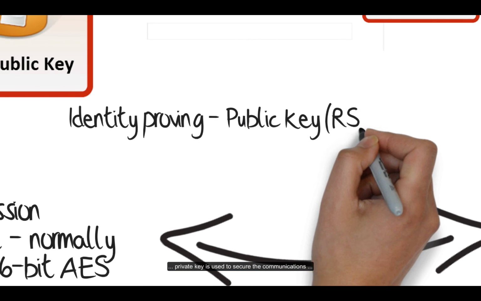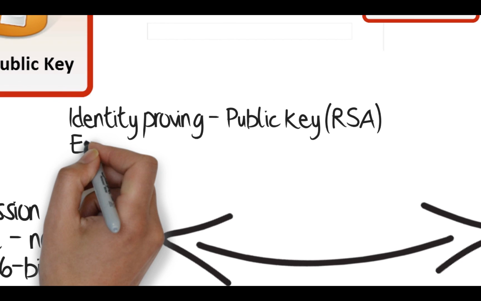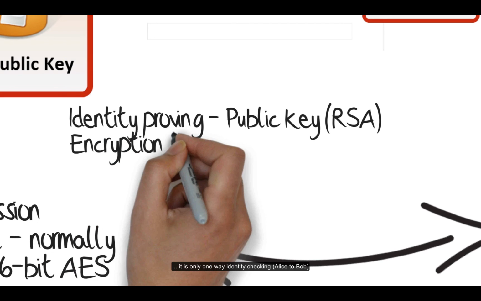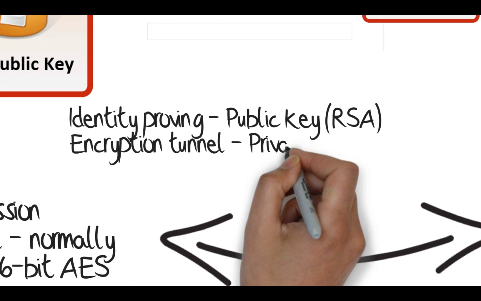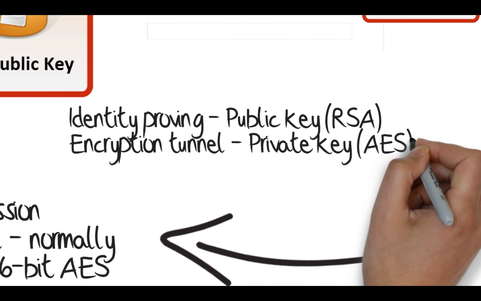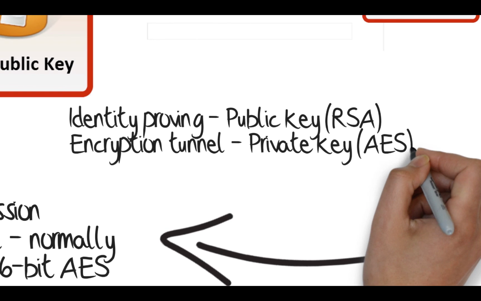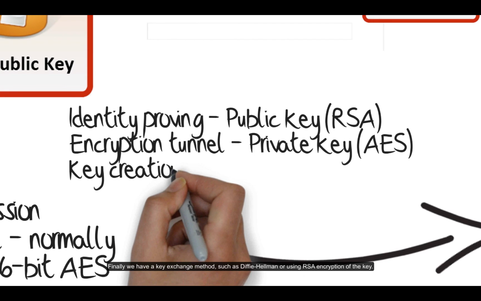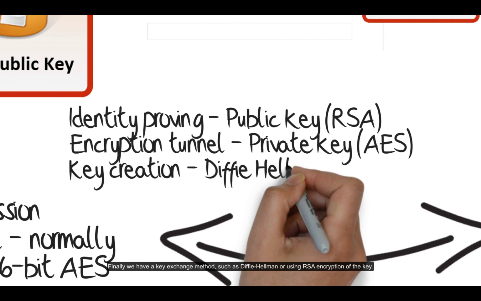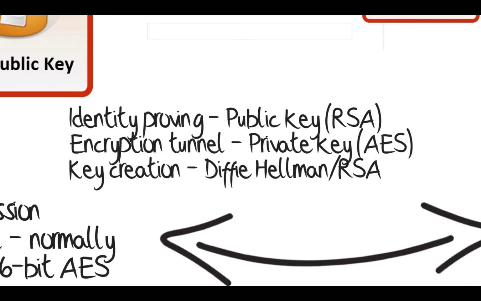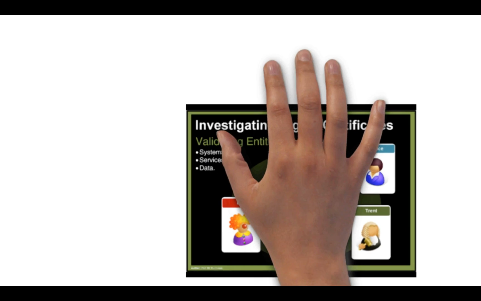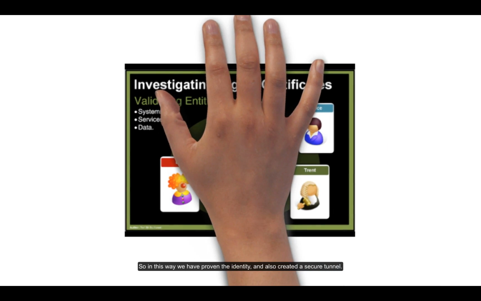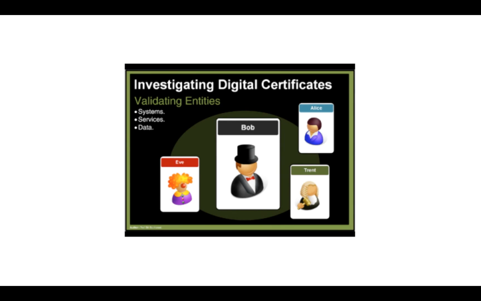So overall, we're using public key, RSA, to prove the identity of Alice to Bob. It's only one-way identity checking. We create an encryption tunnel, typically with private key, and mostly with AES, 128-bit or 256-bit encryption. And then we have some key exchange method, such as Diffie-Hellman or the RSA method that we actually saw just there. Okay, so in this way we can validate entities and create secure systems.